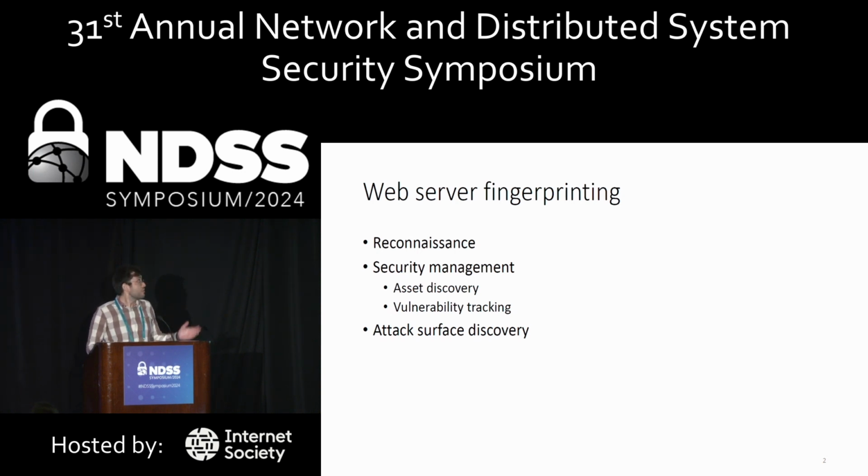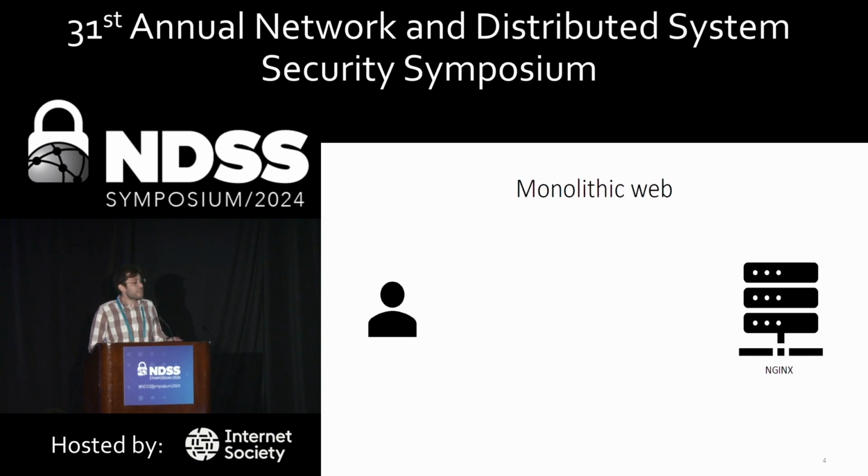We use it for many cases, actually. We use it for reconnaissance. We use it for security management, such as asset discovery and vulnerability tracking. We use it for attack surface discovery. Currently, we use tools such as Nmap and Nessus, and these tools implement the state-of-the-art version of web server fingerprinting. However, the state-of-the-art actually makes an assumption.